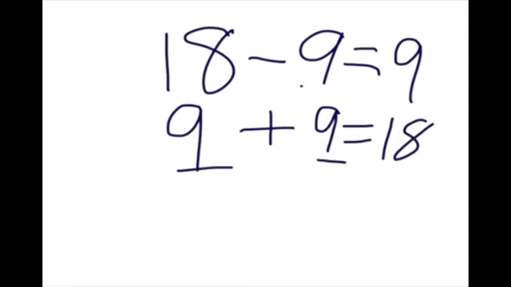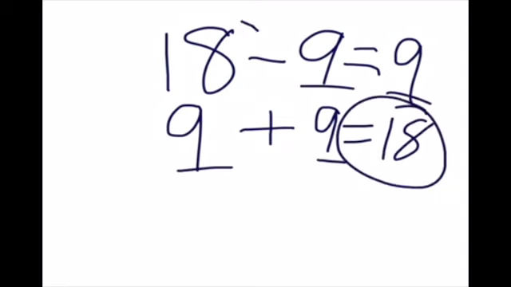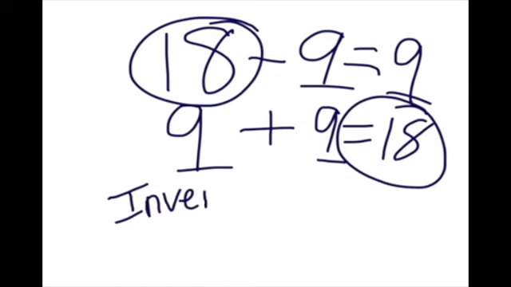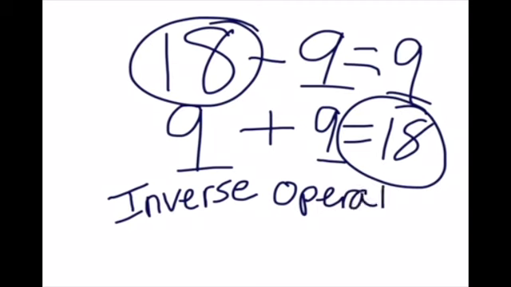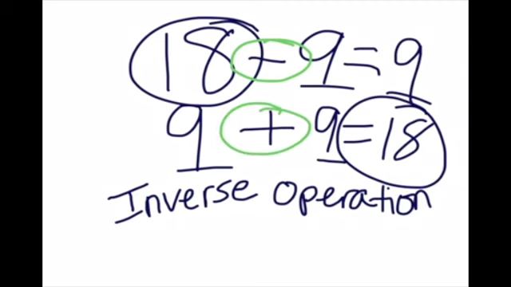I'm using the same numbers, having them be in a different order and using a different sign. So if I see inverse operation, that means I am going to switch my sign, in this case from a subtraction sign to an addition sign. Let's do that today with multiplication and division.